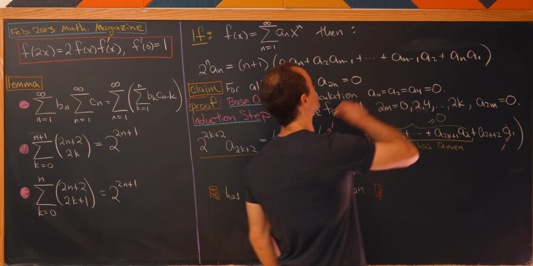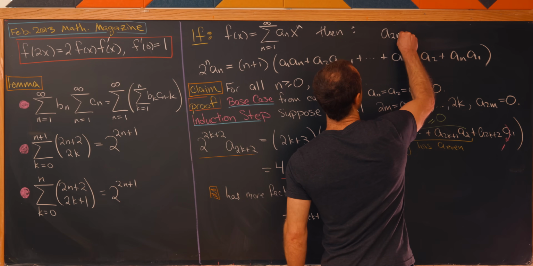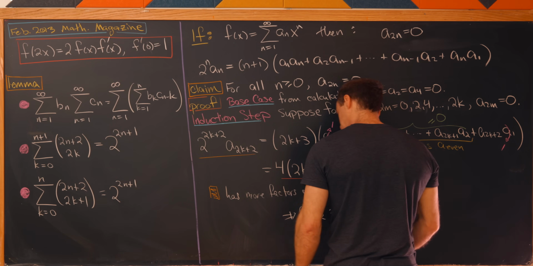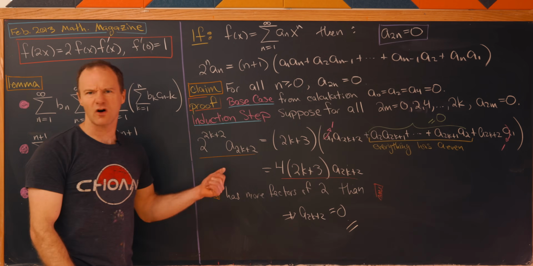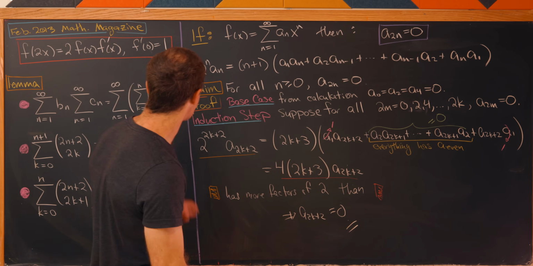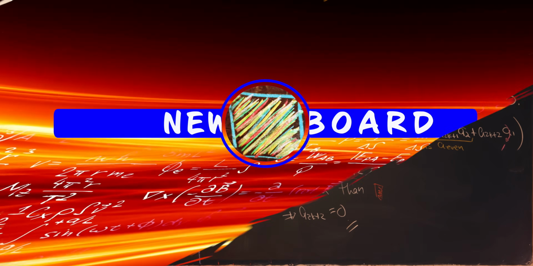Okay, so let's include that up here so we know this for sure right now. We know A sub 2n is equal to 0 for all possible n. Okay, so now let's move on to the odd claim.